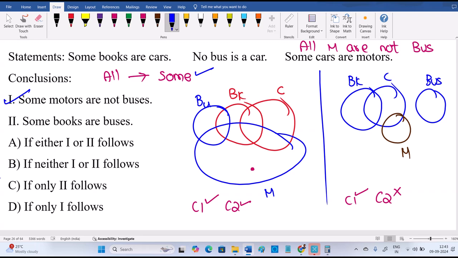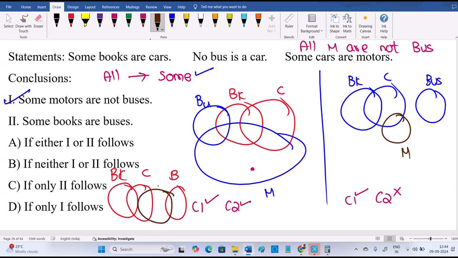Definitely when you try all other diagrams as well, some people will try this diagram. Okay, we'll give two more diagrams. Some books are cars, so one is this. Some books are cars, no car is bus. Some cars are motors. Here this is motor but not involved in bus, and here first one true, second one fail.